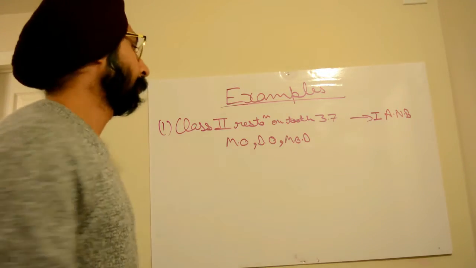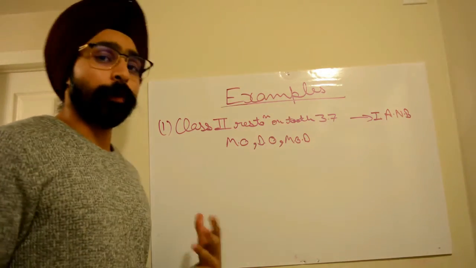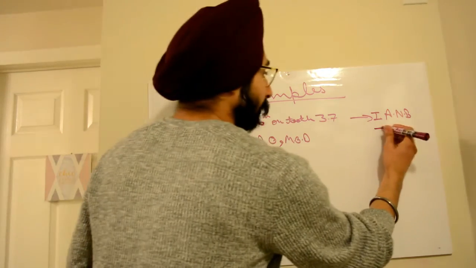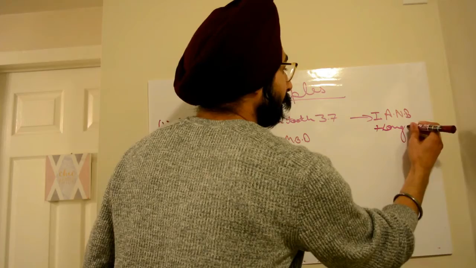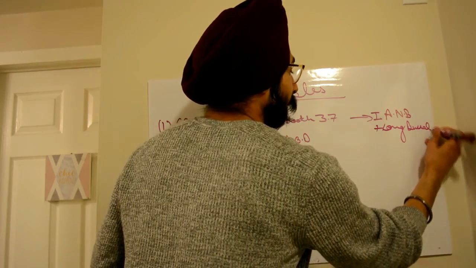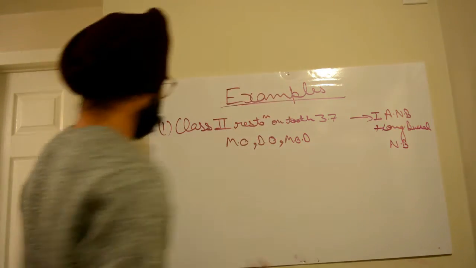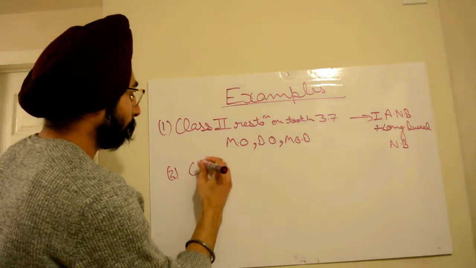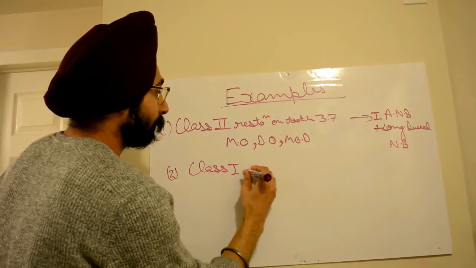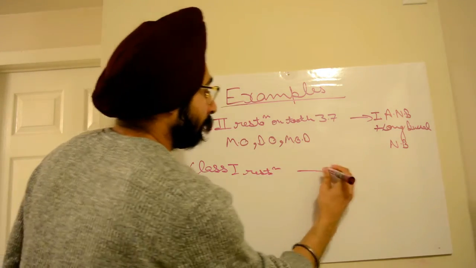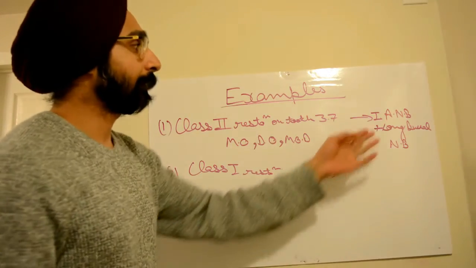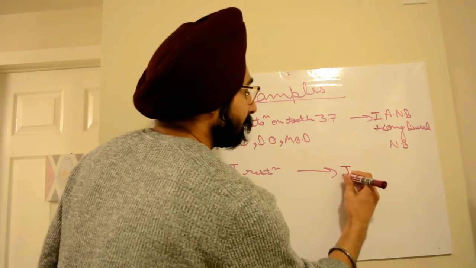So since we know that IANB does not anesthetize the buccal soft tissue, we need to give long buccal nerve block. Other example. If instead of class 2, it was only class 1 restoration, then we don't need to give long buccal nerve block, then IANB would have been sufficient.